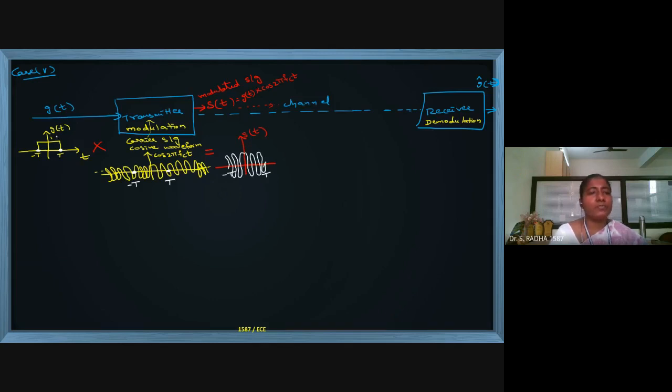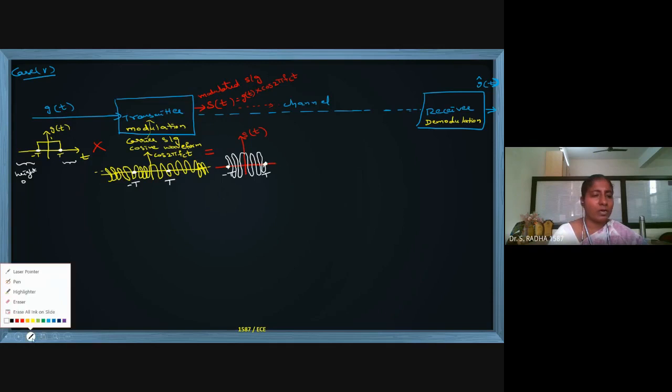Because the height of G of t is 1, 1 into anything is the same. 1 into 10 is 10, 1 into 100 is 100. So 1 will not disturb the other signal. Here G of t height is 1, so it will not disturb the carrier signal. The carrier signal will exist from minus t to plus t. At other places, apart from minus t to plus t, the height is 0, and 0 into anything is 0. So after minus t and plus t, the height is 0 in the resultant signal. Did you understand what is happening on the transmitter side?